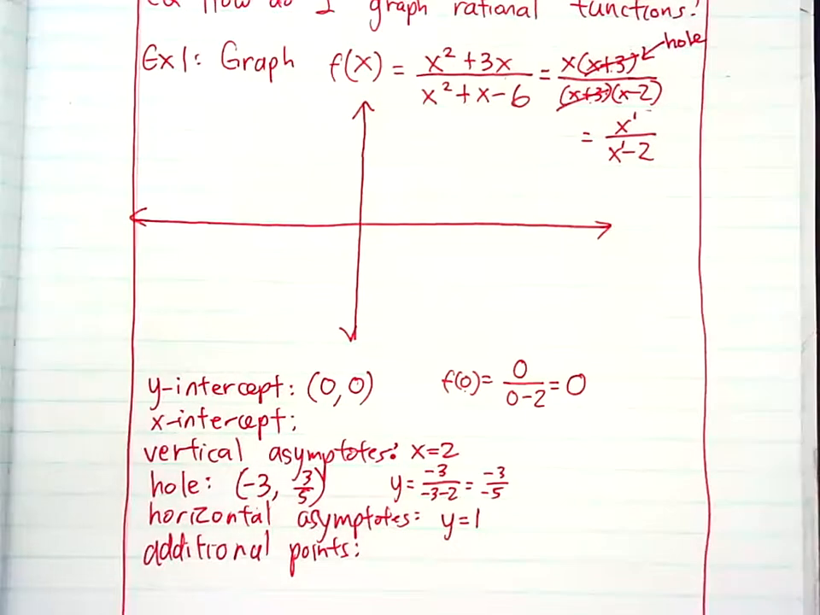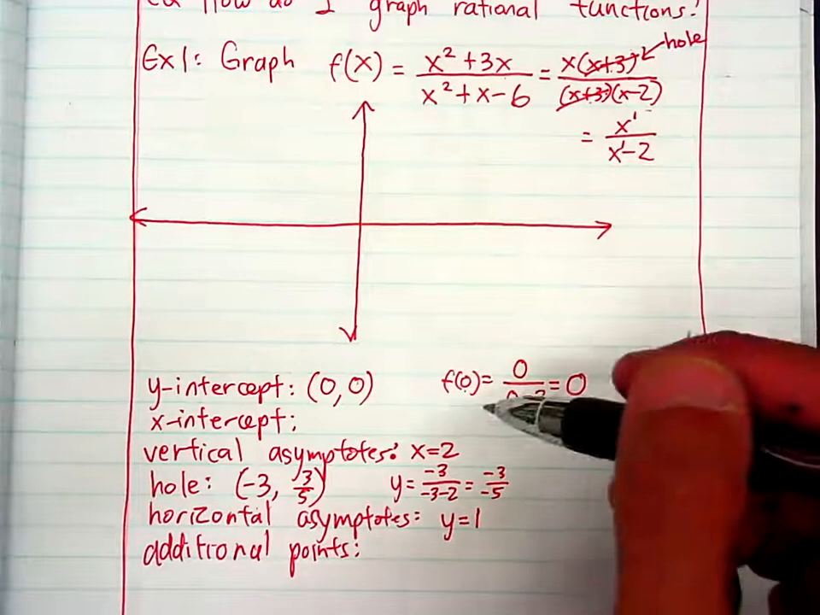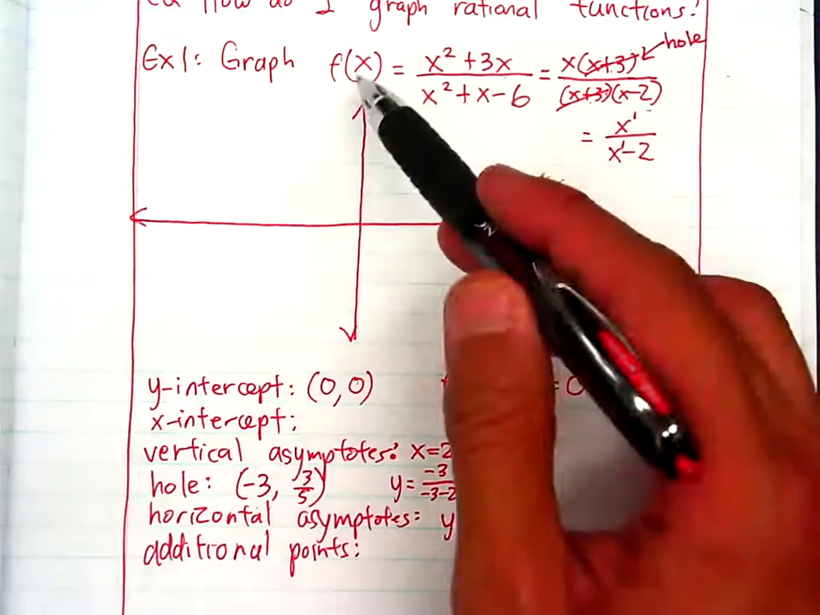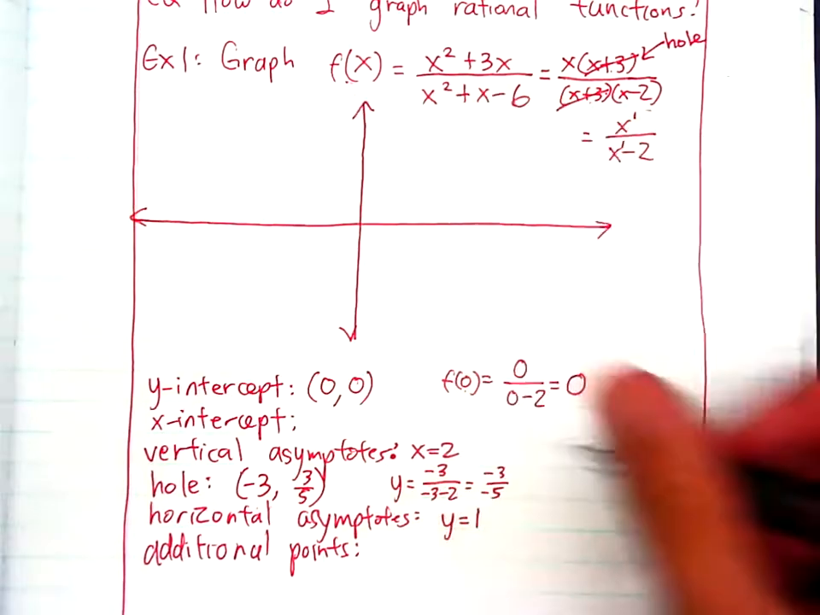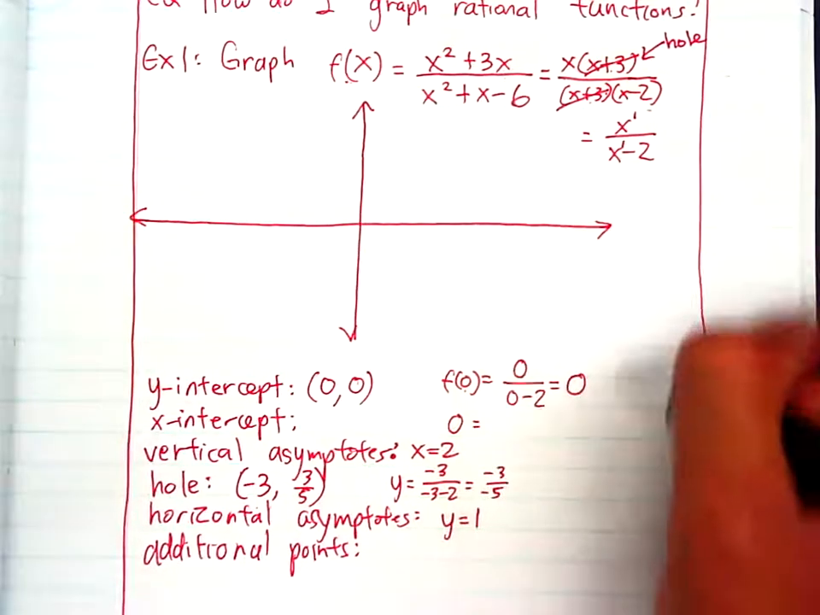Okay. My x-intercept is a little trickier. My x-intercept is when y is 0. So I know my y is my f of x. So if I make my f of x equal to 0, so 0 equals, and then the rational function x over x minus 2.